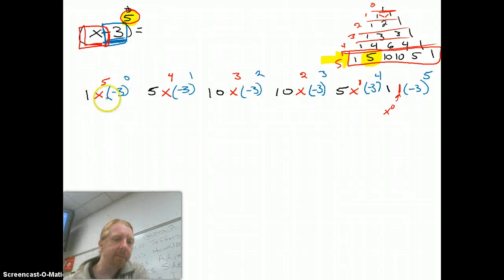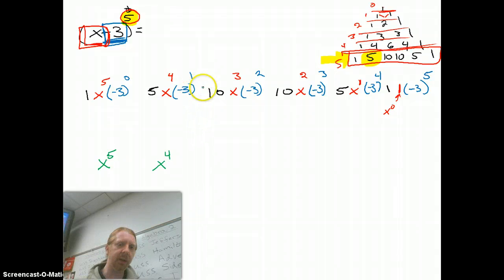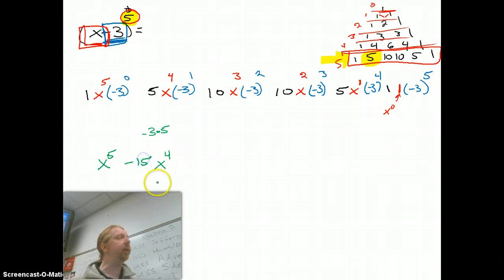So like this first guy, 1x to the 5th times a number to the 0, that's just x to the 5th, isn't it? All right, let's come over here. I've got x to the 4th. All right, that's not going to change. Negative 3 to the 1st is negative 3 times 5 is negative 15. Negative 3 is negative 3 to the 1st. And then here's the 5. And that gives me 15.